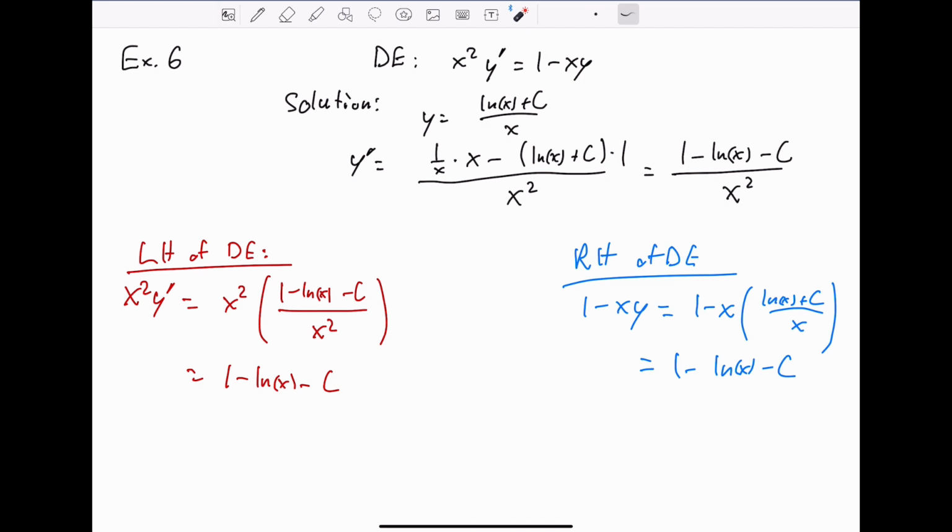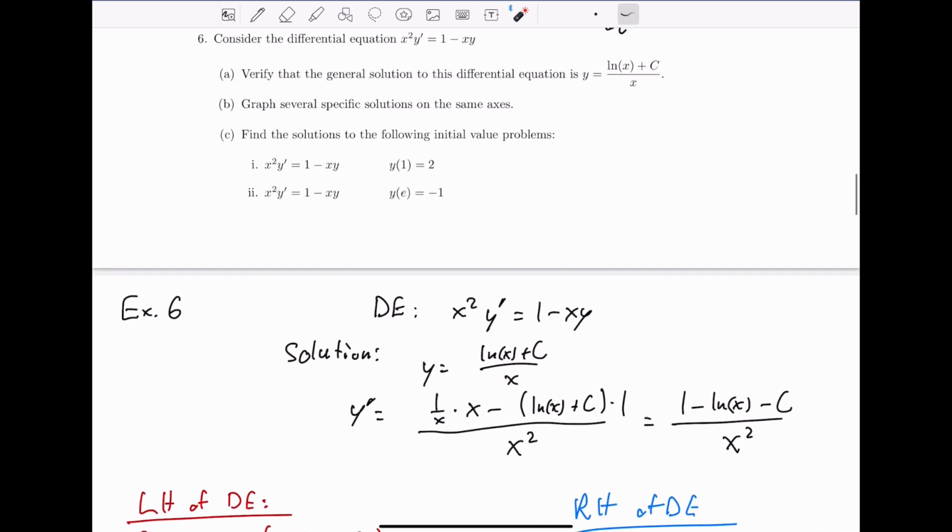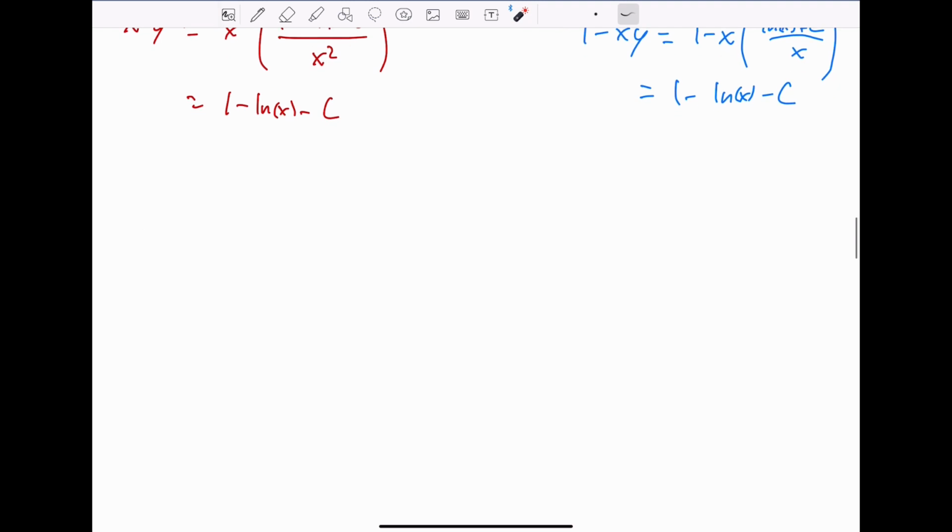So now that we've visualized many specific solutions for this differential equation, let's solve part C. We want to find solutions with the following initial values. So we are solving two initial value problems. We have a differential equation with an initial condition. This is called an initial value problem, and we've got two of them here. So we're going to take the general solution. We will use these points for the x and y values, and we will find two specific solutions for these two different scenarios.